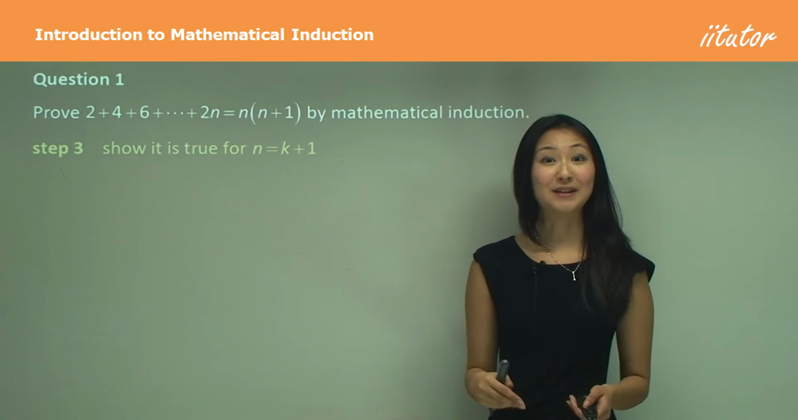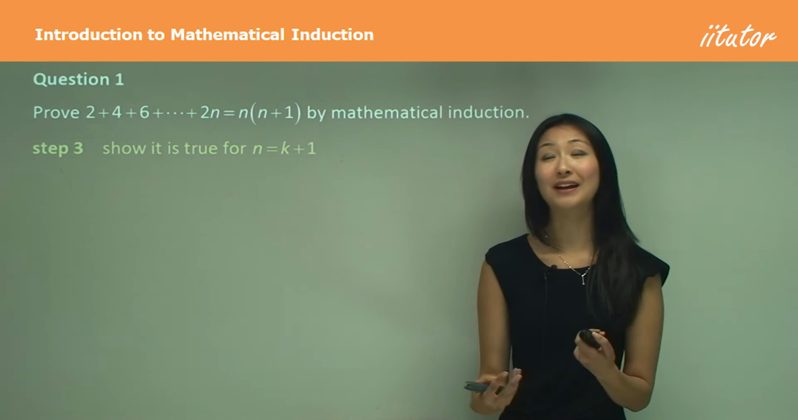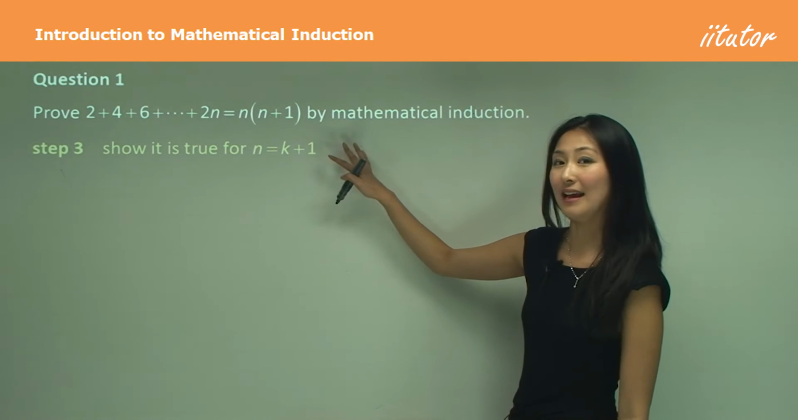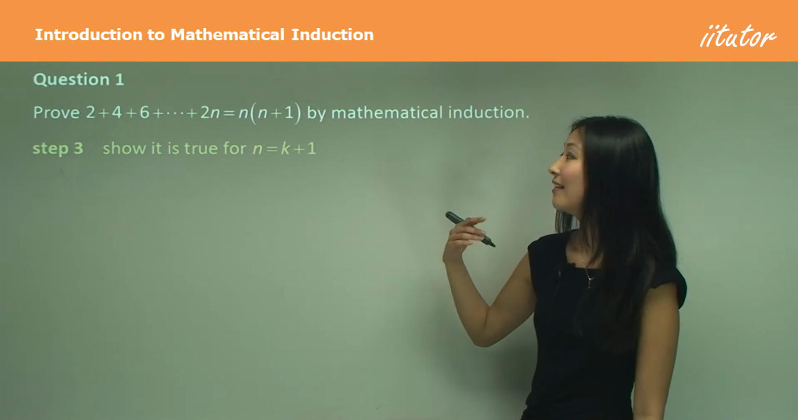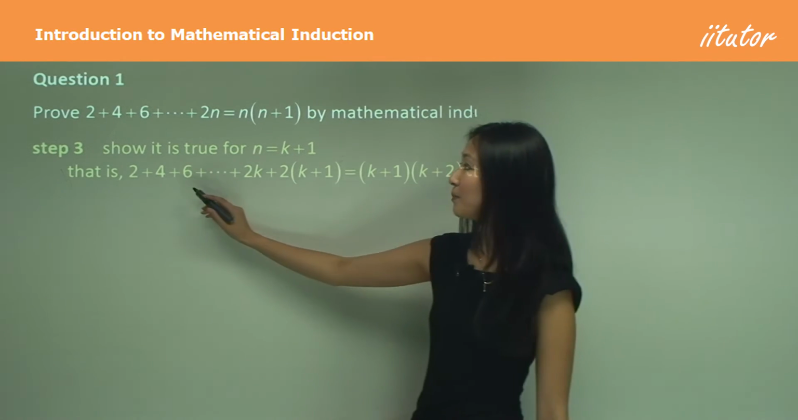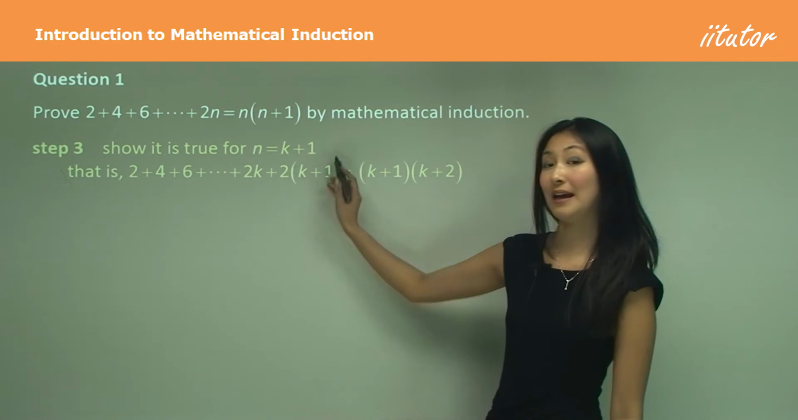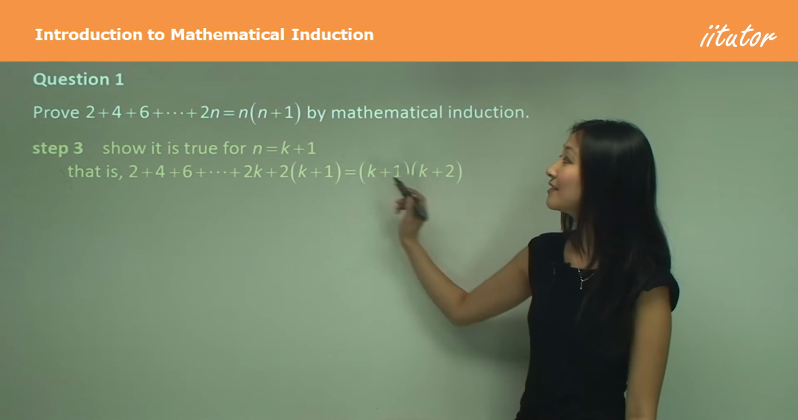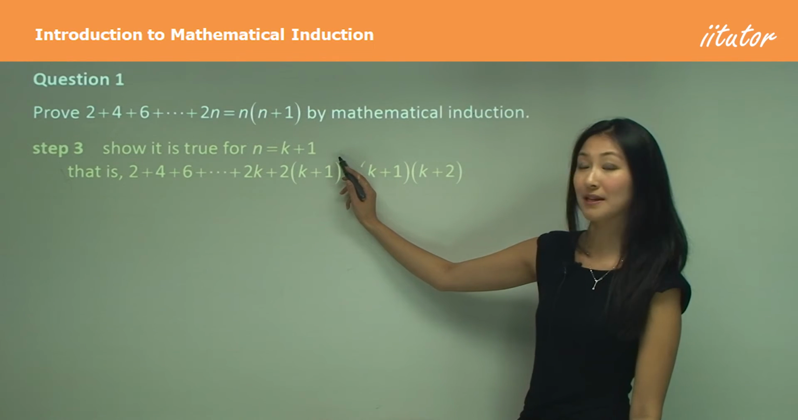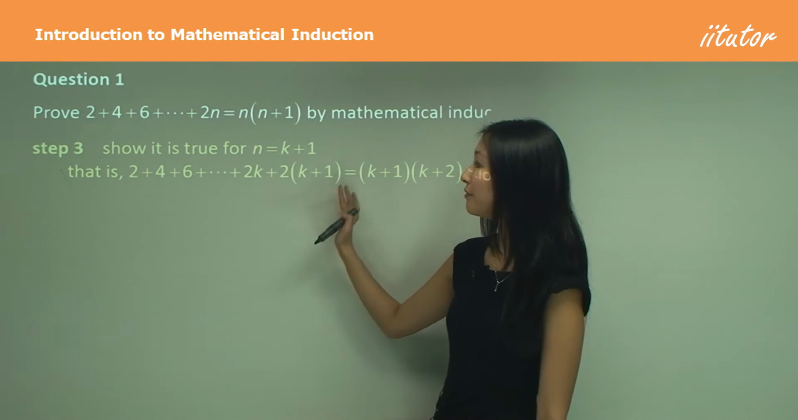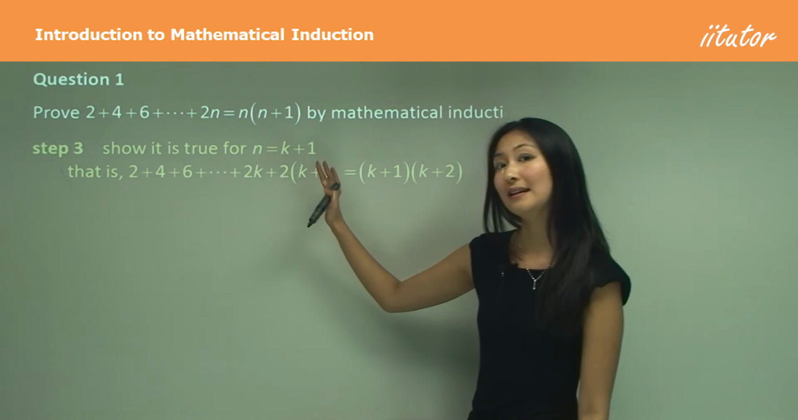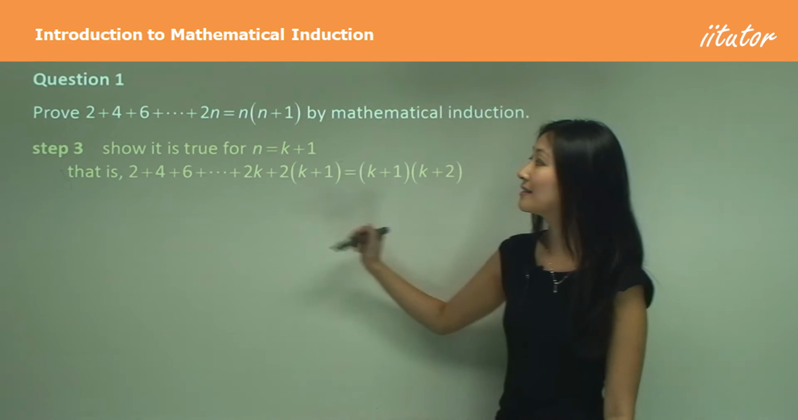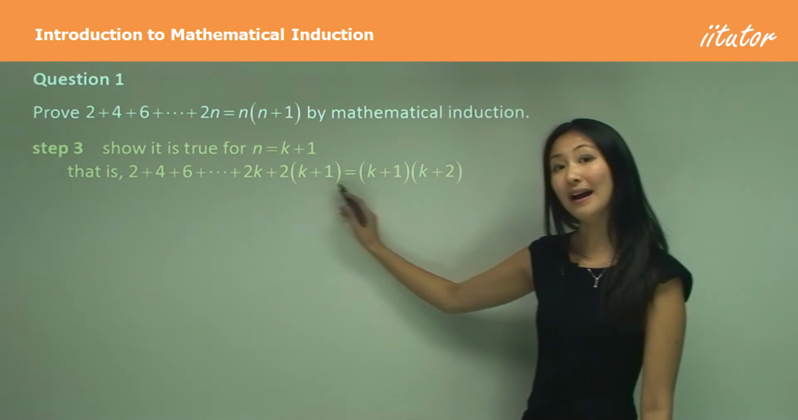Step 3 is when we get to finally showing and proving. So we want to show it is true for n equals k plus 1. That is 2 plus 4 plus 6 plus ... plus 2k plus 2(k plus 1) equals this. Okay? So to show it's true for n equals k plus 1, we want to prove that this left-hand side equals the right-hand side. So we need to write that out and then write this out.